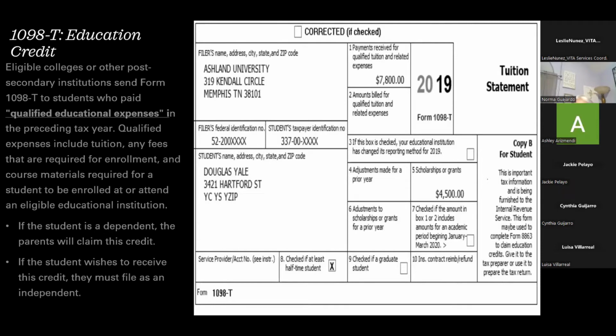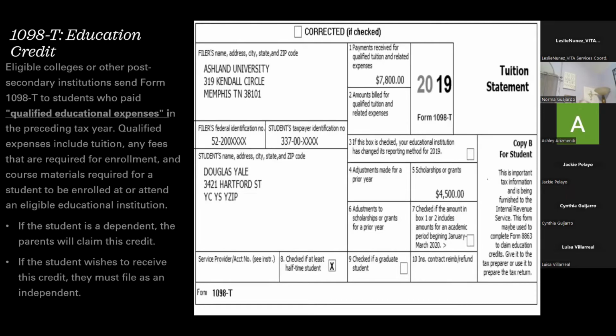It could have been if they graduated this December. It's only for the qualifying year they're filing for, then they would have to use that form. Now, if they have one for a previous year and they didn't add it, they can always amend their tax return and add that form in there to receive the credit.